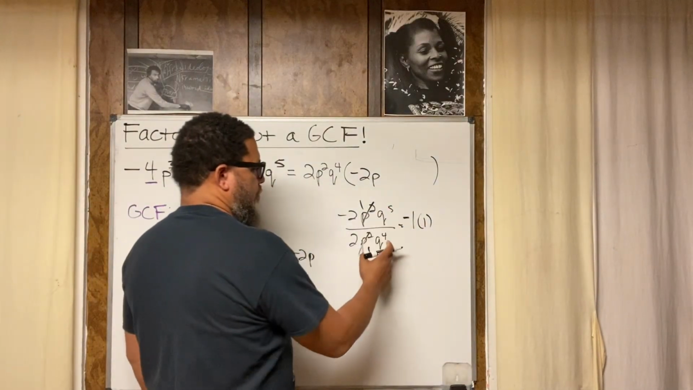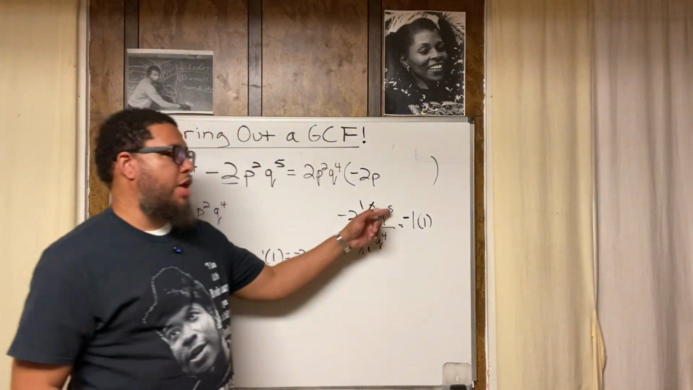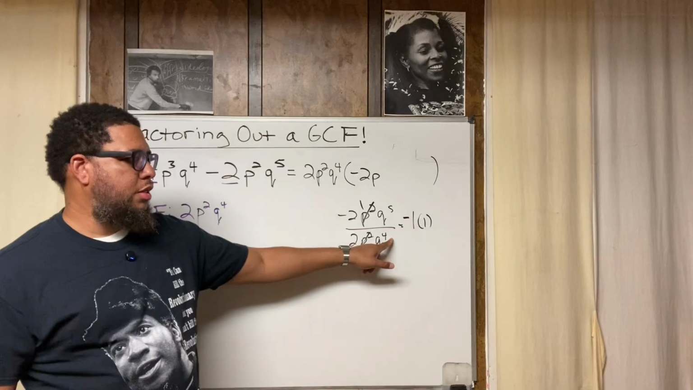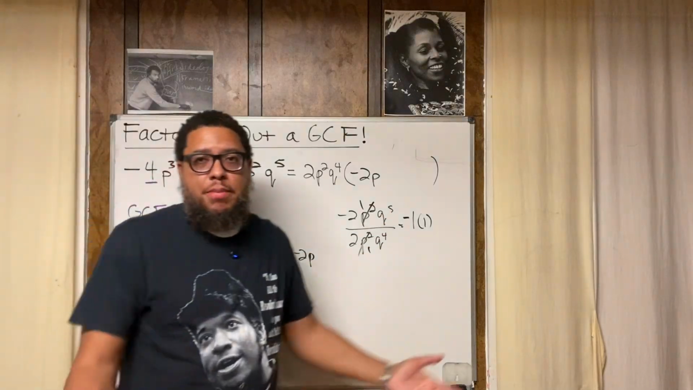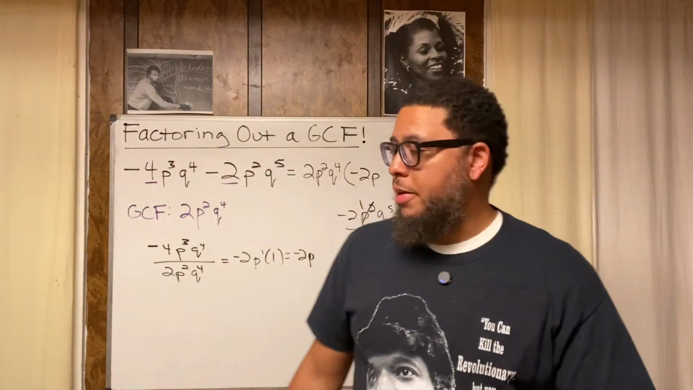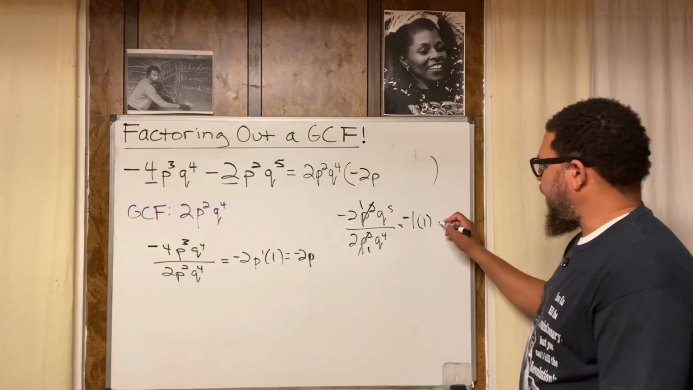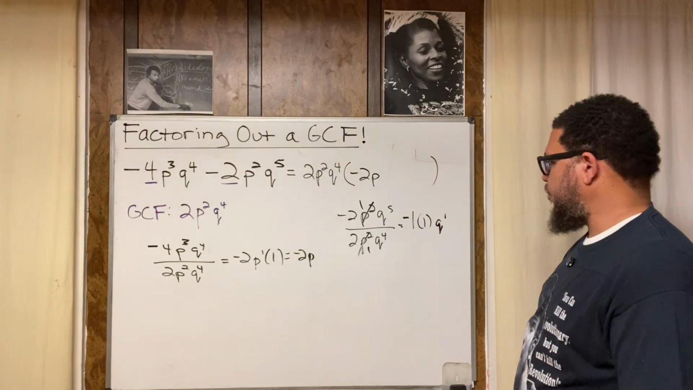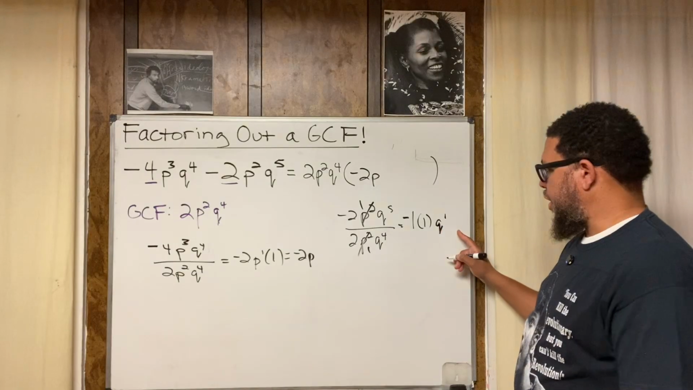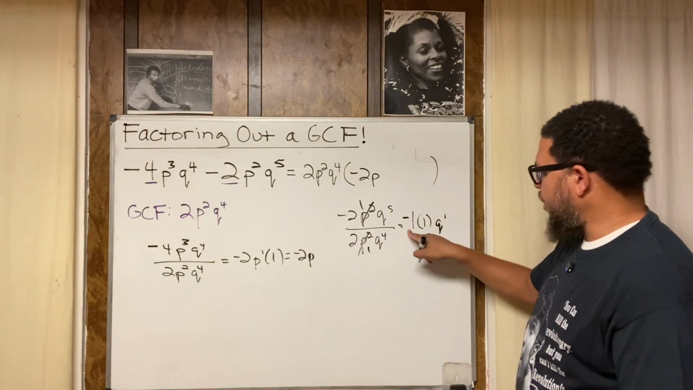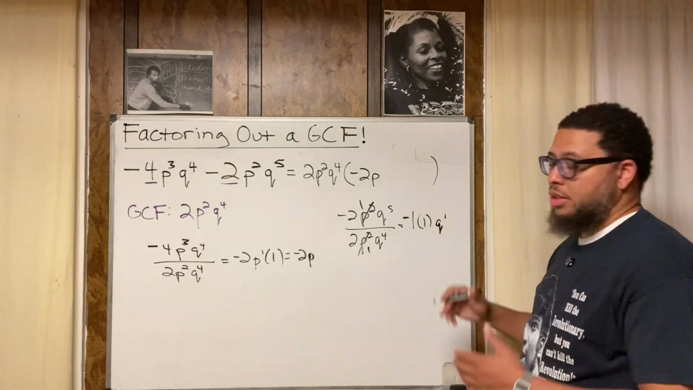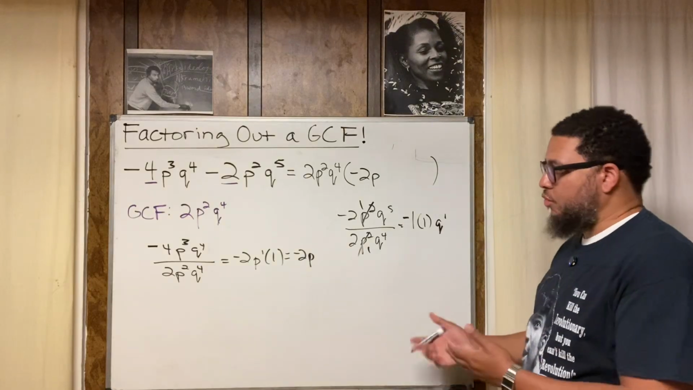Then q to the fifth divided by q to the fourth, you subtract the exponents. 5 minus 4 is 1. So we're going to have q to the first. Now, let's clean this up. Negative 1 times 1 is negative 1. Negative 1 times q to the first is just negative q to the first. It's negative 1 q to the first.